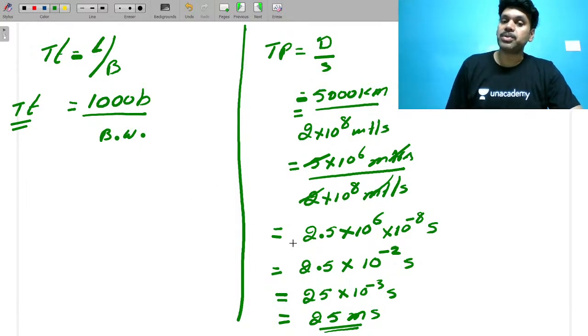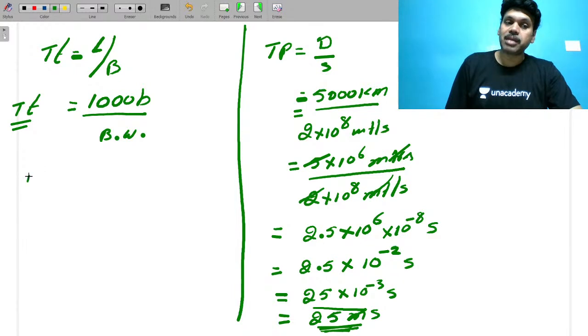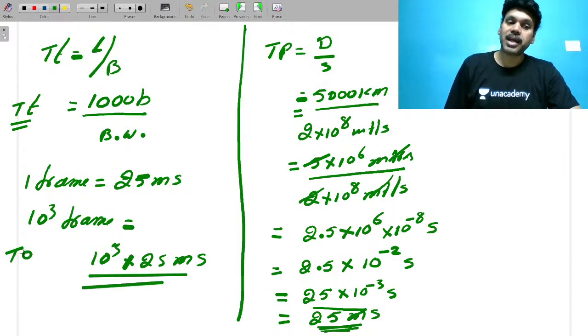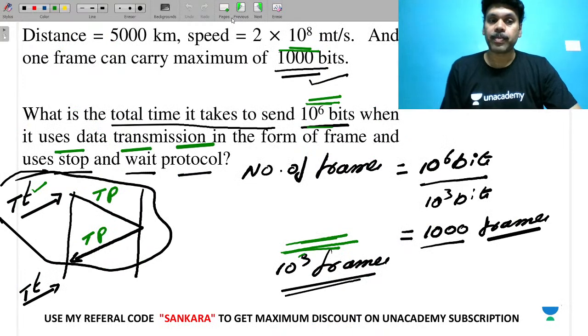Then what am I going to do? How much time are you going to take to transmit data from the sender to the receiver, which is nothing but one frame? I am taking 25 ms, and I am taking 10 power 3 frames, therefore 10 power 3 into 25 ms. So this is your total TP time. Now let us look at the next question.